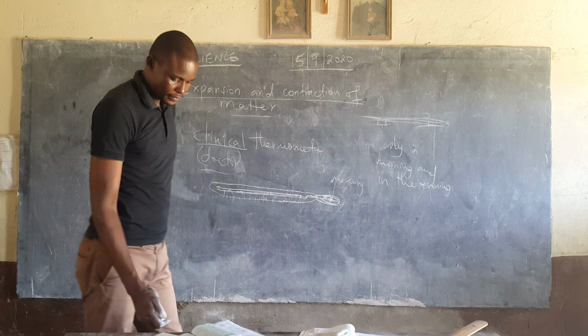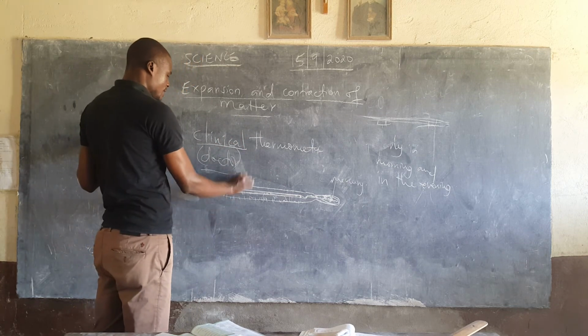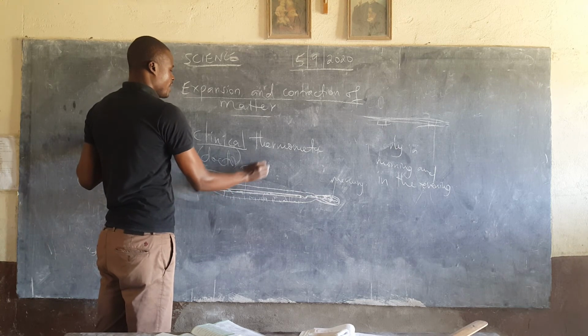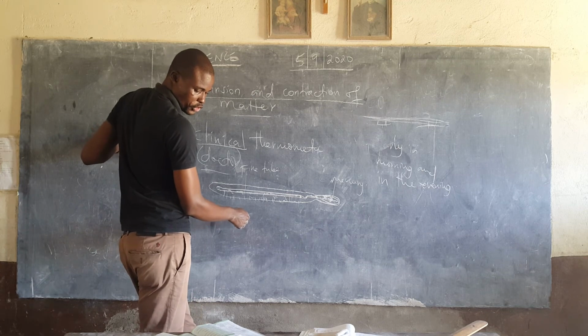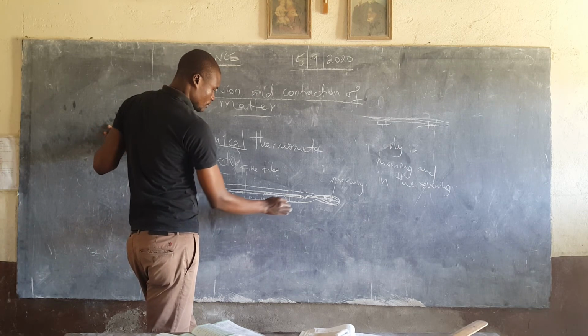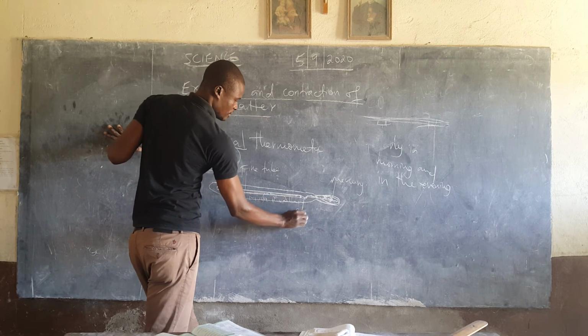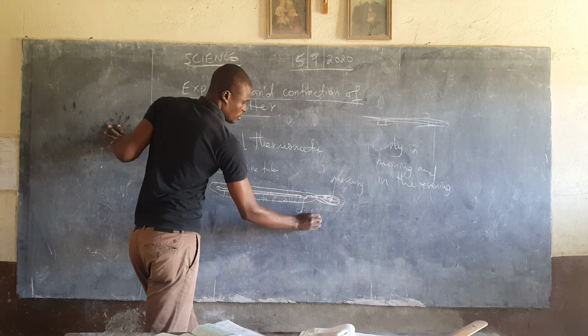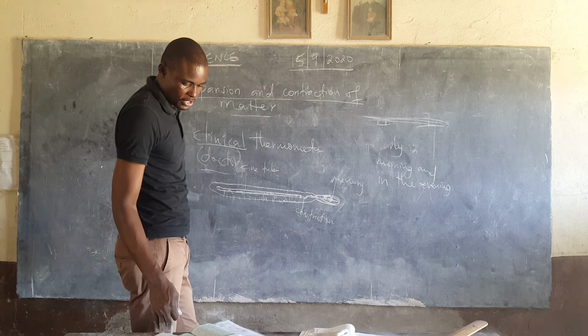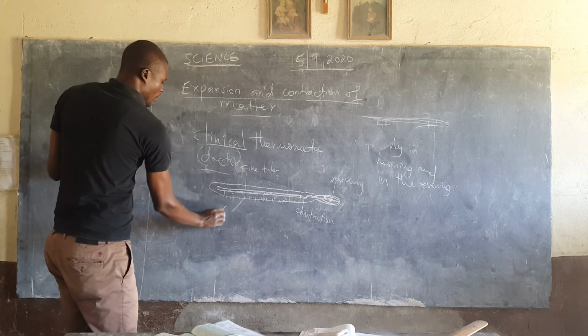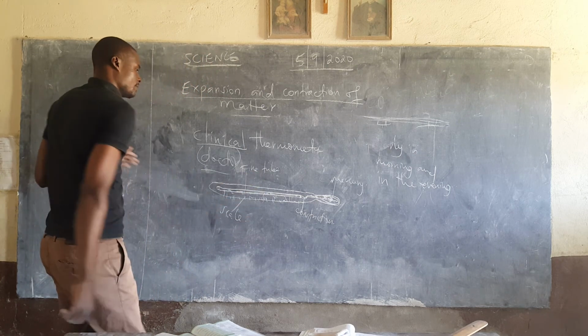And again, we have a fine tube inside here. And then we have a constriction. The constriction is this part. And then we have the thermometer scale. We have a scale here for measuring.